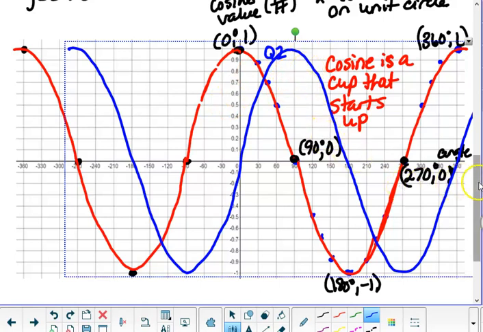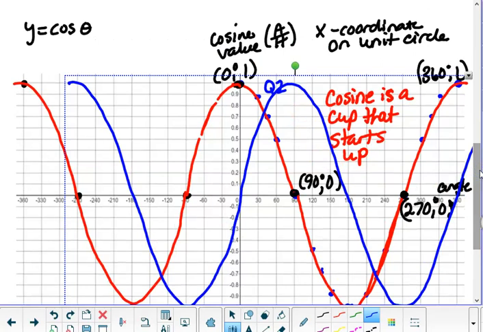As a matter of fact, I could write this using transformations. I could say sine of theta is equal to cosine of the quantity theta minus 90. Remember, subtracting a number inside the function shifts the graph to the right. So if I put 90 degrees for theta, I would have cosine of 0 equals sine of 90. Well, cosine of 0 is 1, sine of 90 is 1. They equal each other. These are exactly the same curves, just shifted over.